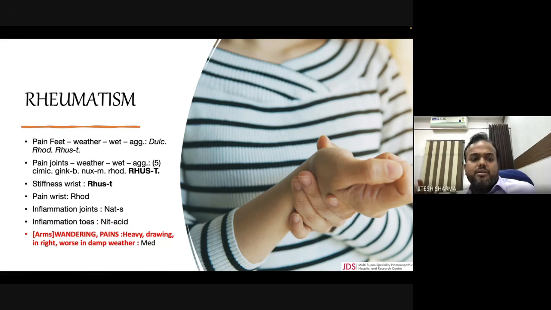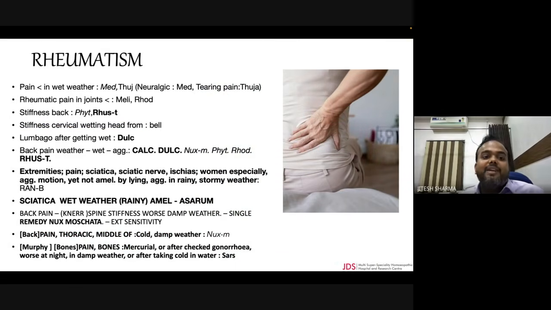Everyone knows Rhus tox. Stiffness in wrist, Rhus tox. Pain in wrist, Rhododendron. Inflammation in joints in rainy weather, Natrum sulph. Inflammation in toes, only in toes during rainy weather, Nitric acid. Interestingly, wandering pains during rainy weather, that is Medorrhinum, especially heavy on the right side. Pain in wet weather aggravates: Medorrhinum and Thuja.